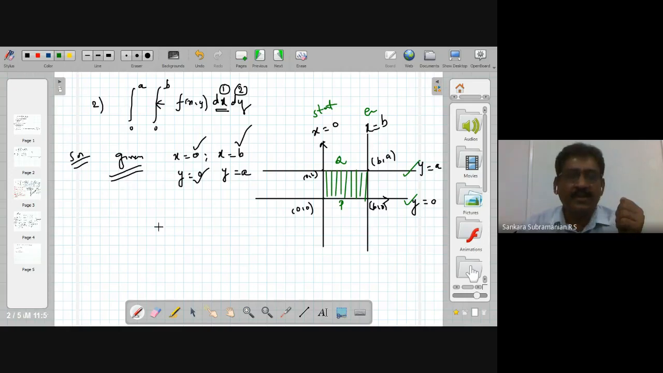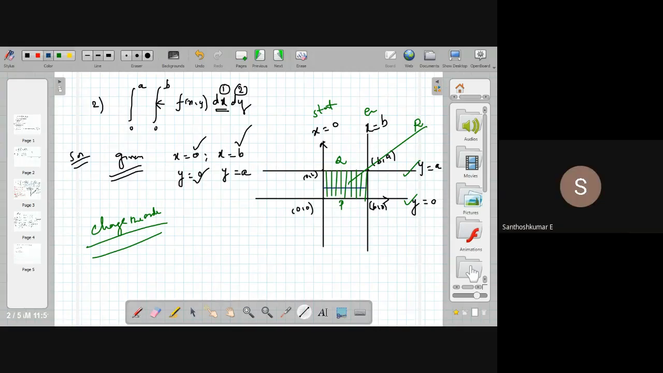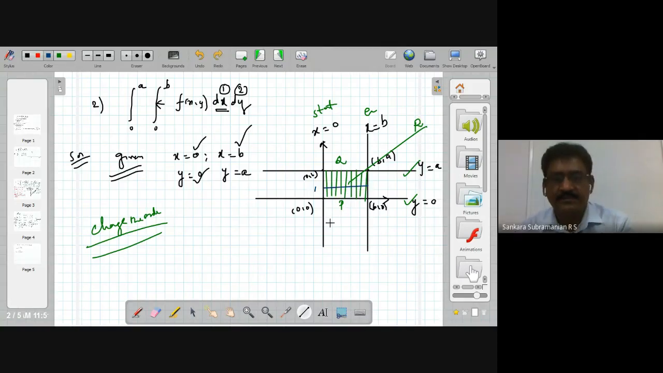Now, can you change the order? In this region of integration, instead of PQ, take another strip called RS.